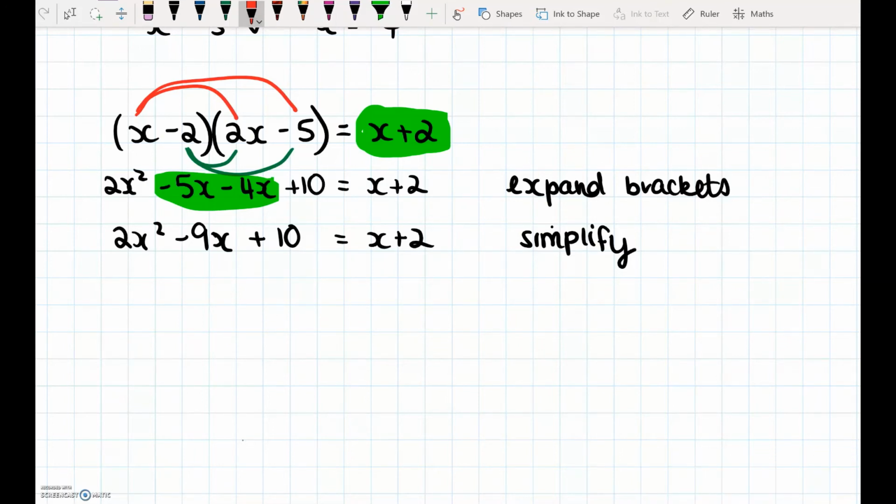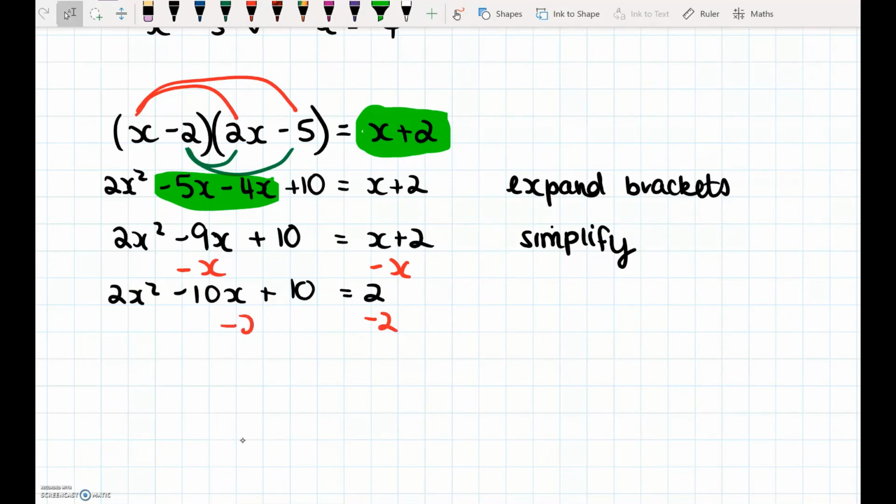All right, at this point, we want it to be equal to 0, don't we? All right. So let's try this. We want to make this equal to 0, so we need to minus x from both sides. Okay, so we're going to get 2x squared minus 10x plus 10 equals 2. Then we want to minus 2 from both sides. Okay, so we're going to have 2x squared minus 10x plus 8 is equal to 0.